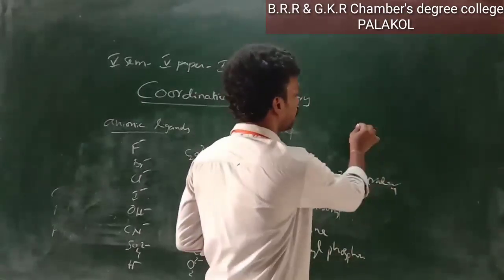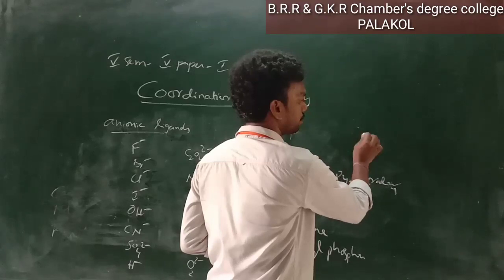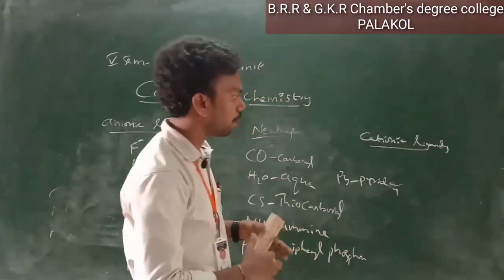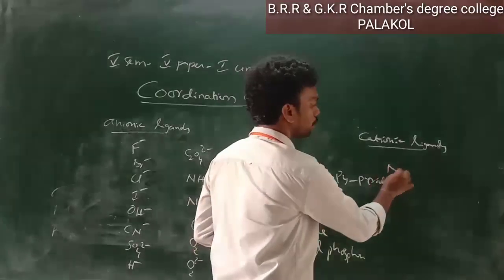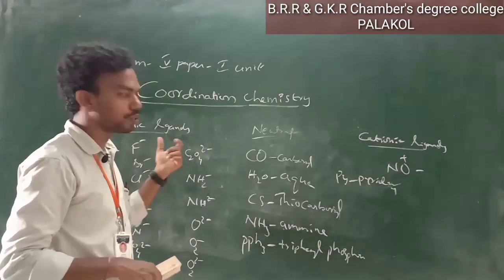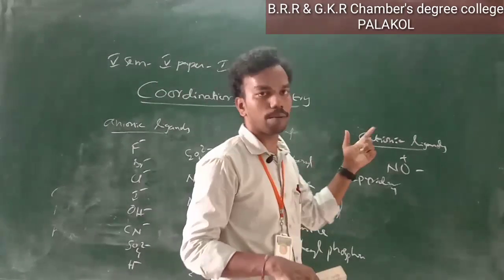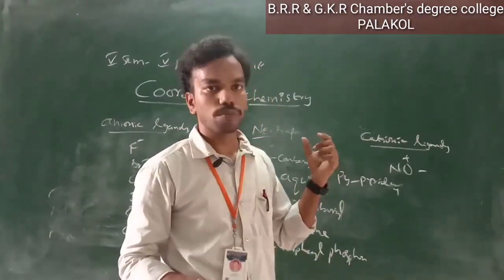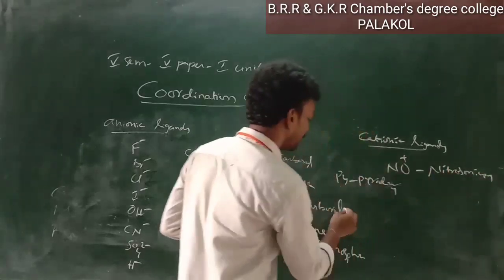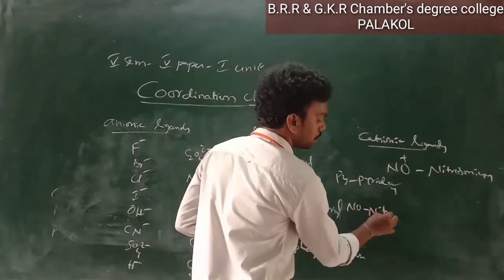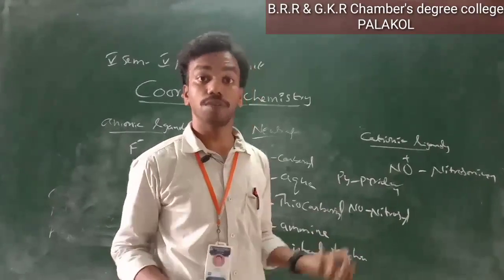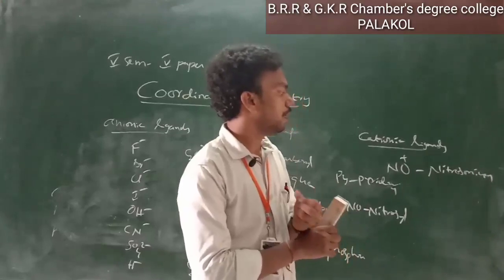Then positive ligands or cationic ligands. That means over the molecule you have a positive charge. For example, NO plus, nitrosonium, so ending with IUM. Negative charge ligands end with O, that is fluoro, chloro, bromo. If you have a positive charge over the molecule, it ends with IUM, that is nitrosonium. If you have no charge, that is neutral, that is nitrosyl. So over the NO molecule, if there is no charge, that is nitrosyl, a neutral molecule. If you have a positive charge over the molecule, the name becomes nitrosonium, right?